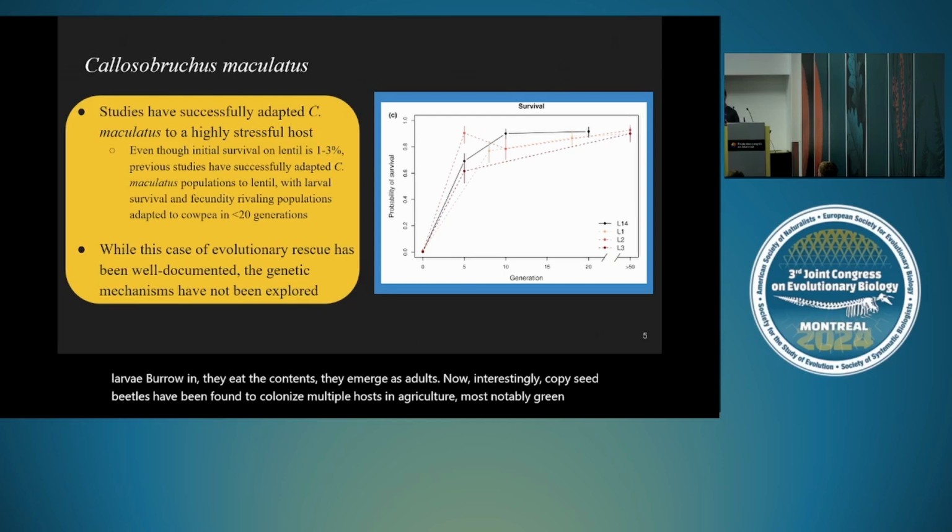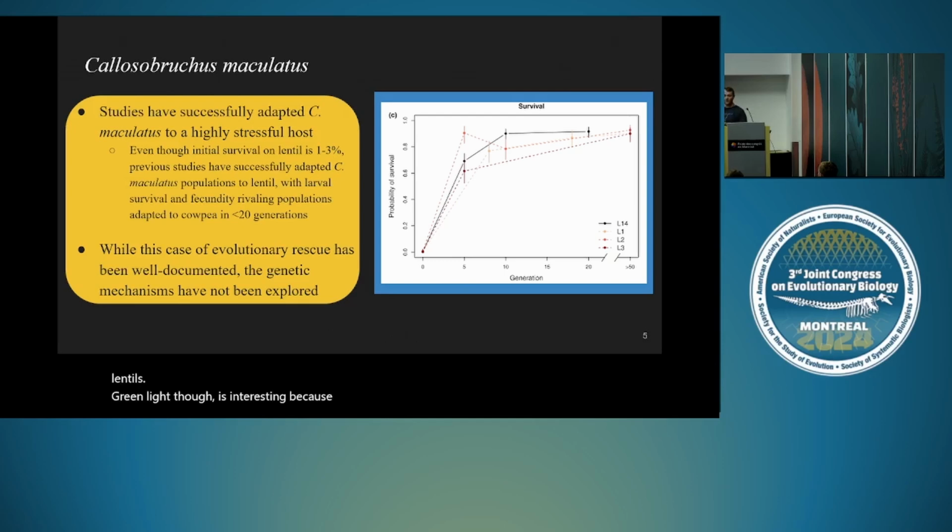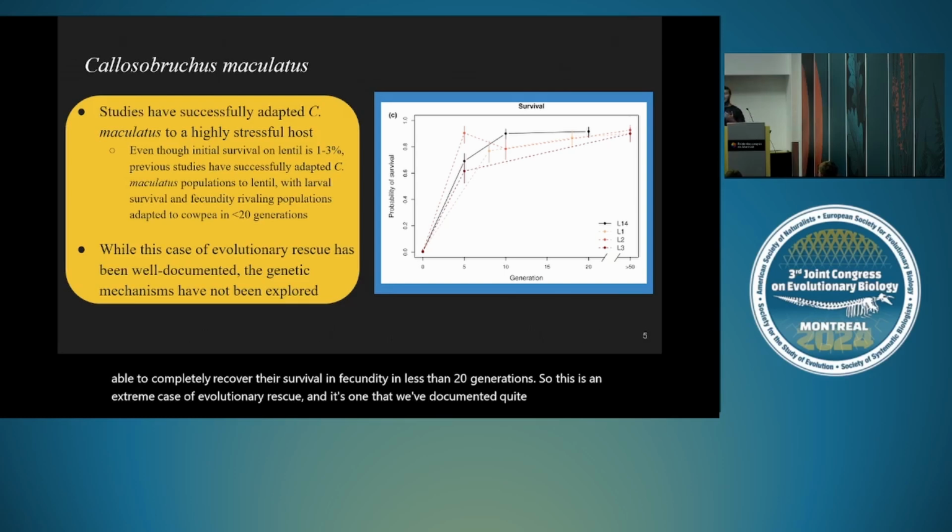Green lentil is interesting because initial survival on it is 1 to 3%. It's incredibly low. It's not a nutritious resource. Yet, populations reared in the lab on green lentil have been able to completely recover their survival and fecundity in less than 20 generations. So this is an extreme case of evolutionary rescue, and it's one that we've documented quite well in the lab. However, the genetic mechanisms have not been fully explored.